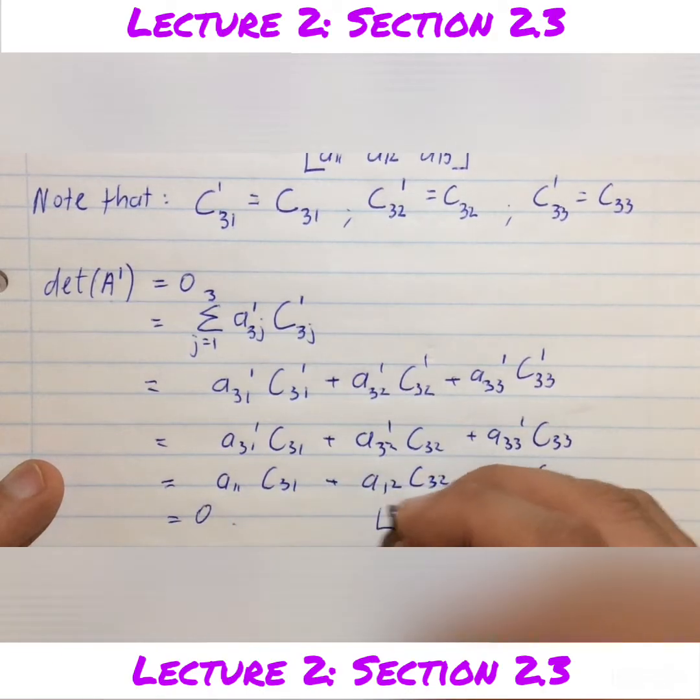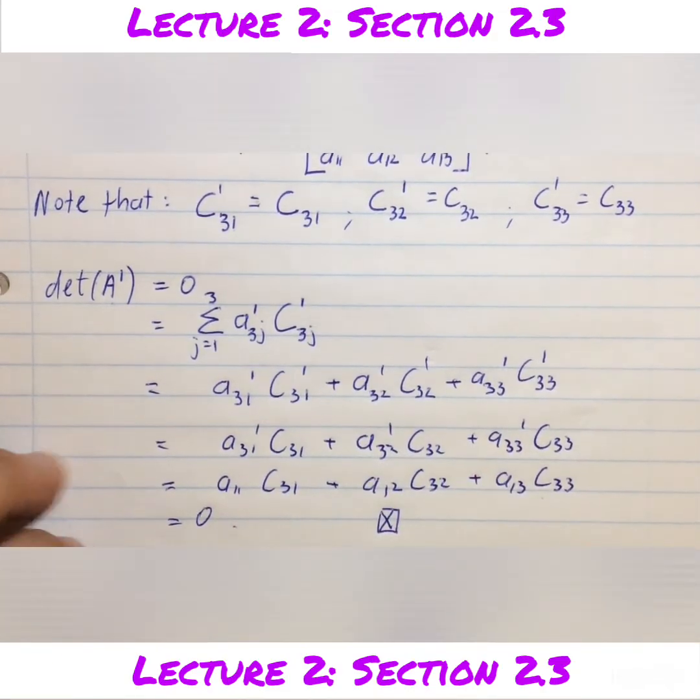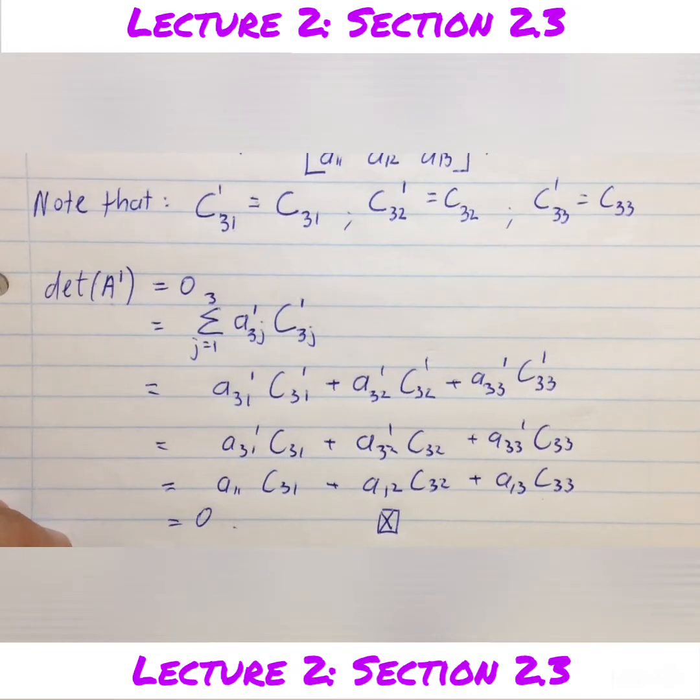Okay, so what is the moral of the story? We can take this argument and apply it to n by n matrices in general. So what it says is that if I take the ith row of a matrix and I multiply that with the cofactors of a different row, then that's always going to be 0, and you're just going to use the exact same argument.